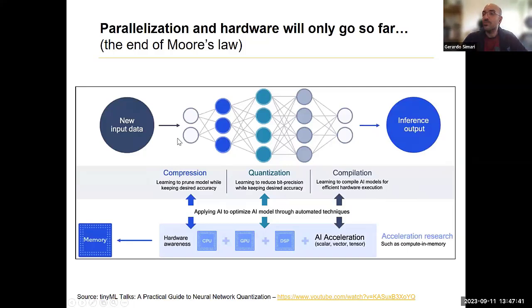We also have the possibility of doing compression and quantization, which we're going to focus on in this lecture. Compilation also, and interestingly, there's a lot of research in the last few years on applying AI to optimize AI, like a meta training of AI models over this. So you can have what's called hardware awareness, and you can make the best out of the available hardware. This is called acceleration research.